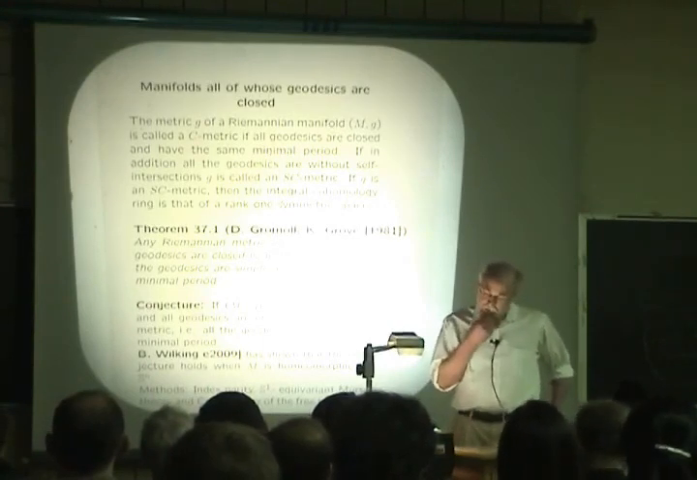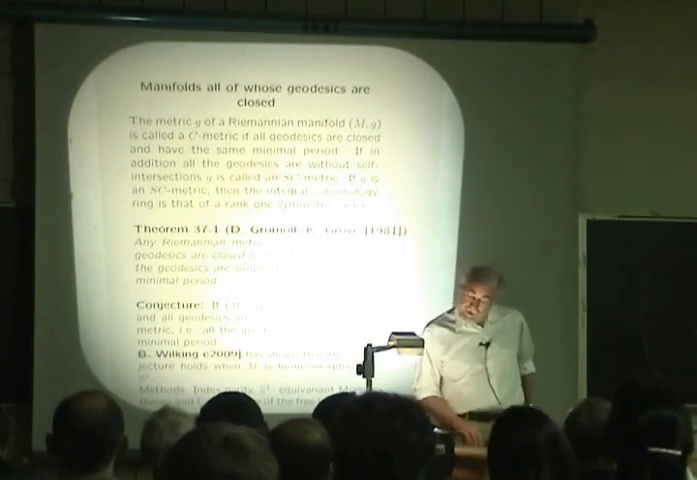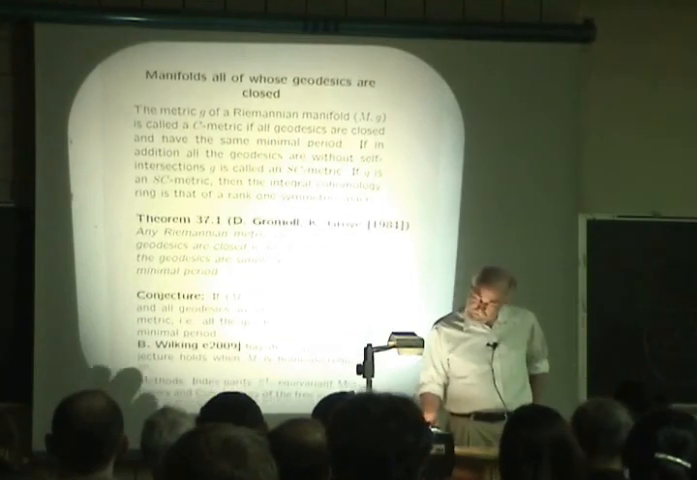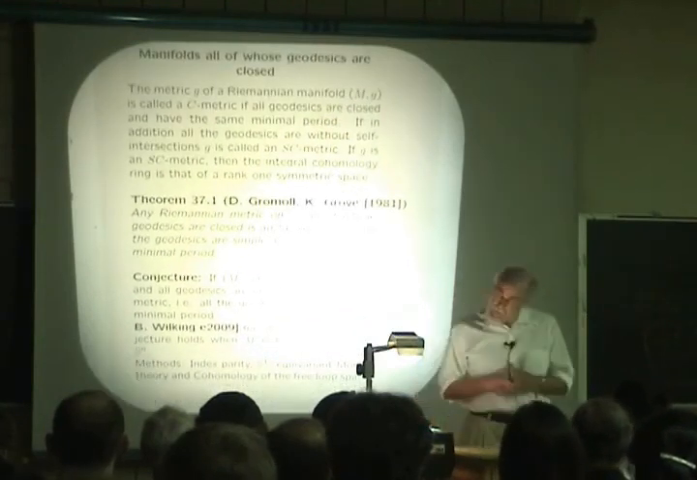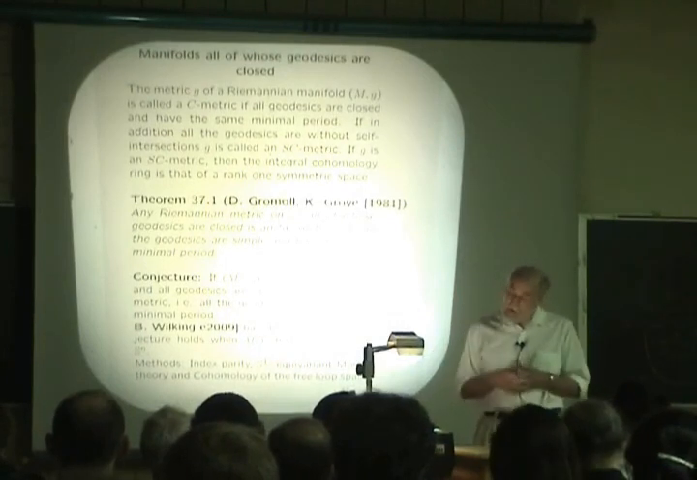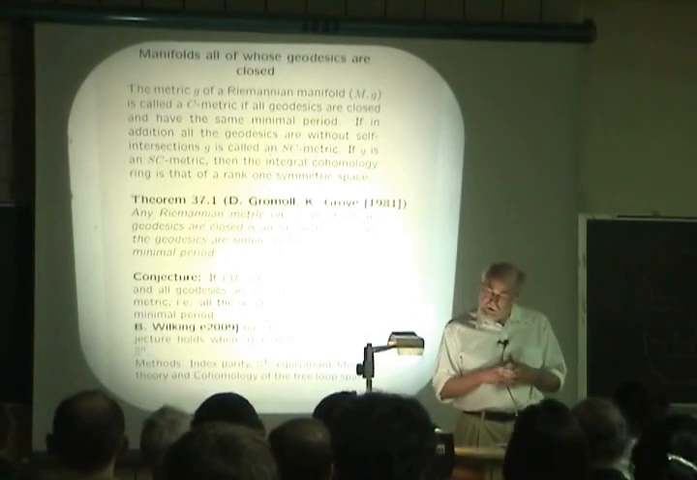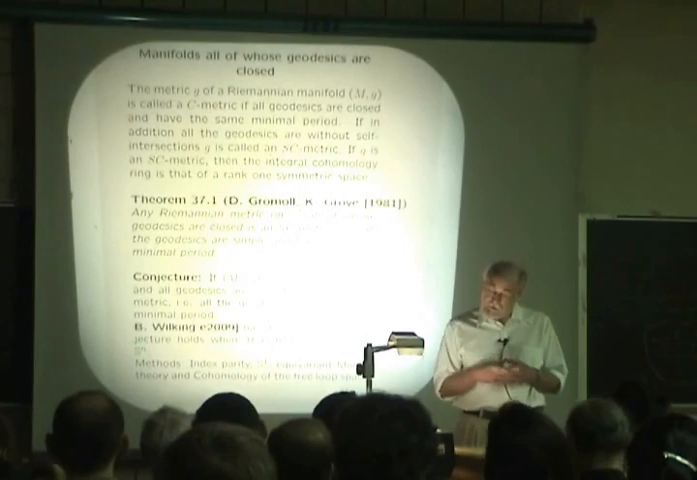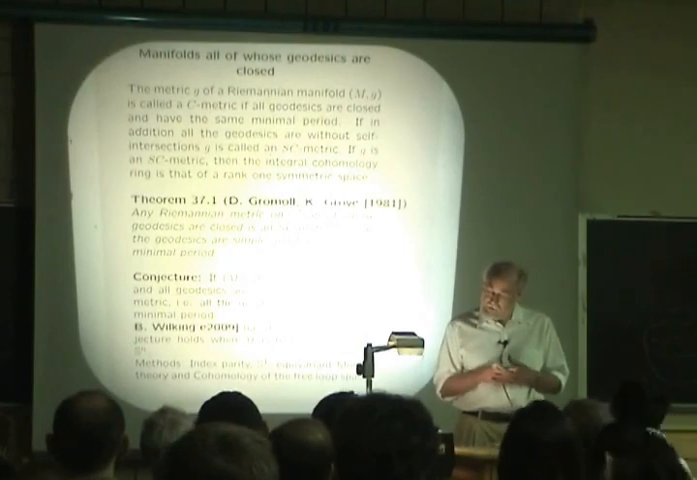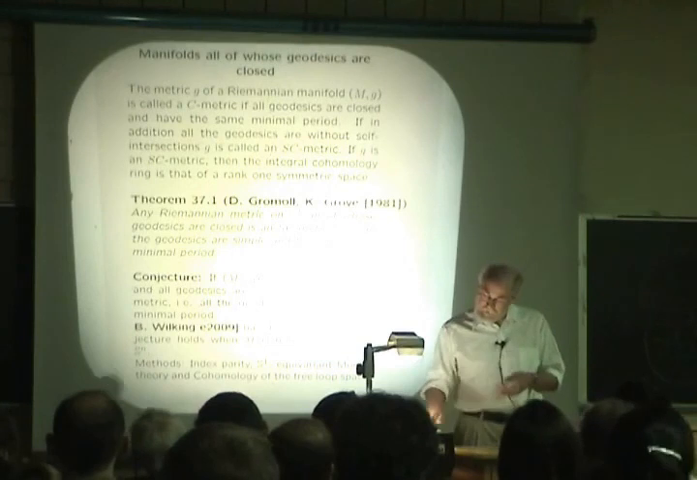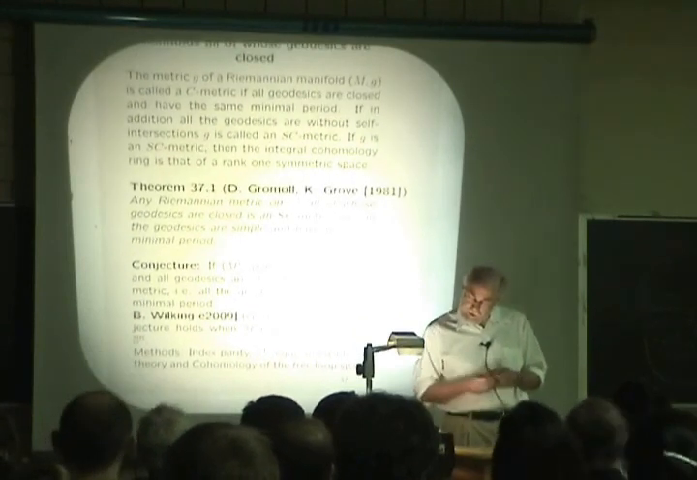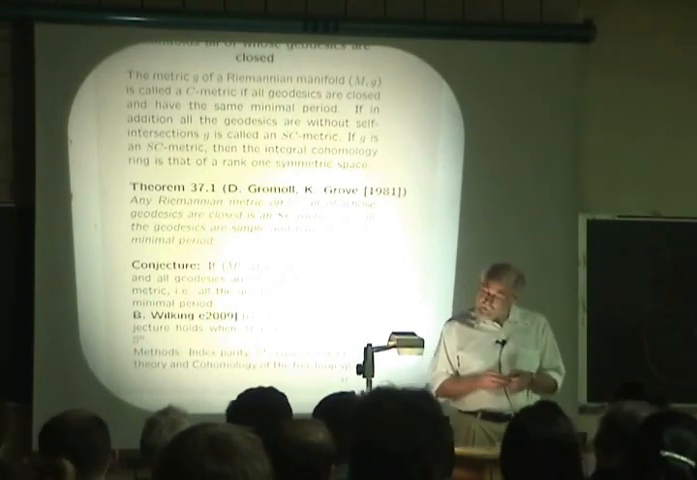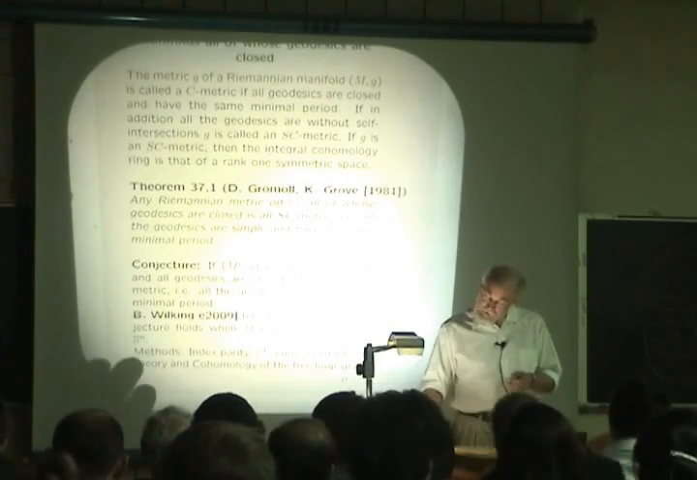It's well understood that for an SC metric, the cohomology ring is identical to that of a rank one symmetric space. And Detlef and Karcher proved in '81 that any Riemannian metric on the 2-sphere, all of whose geodesics are closed, is such an SC metric. So all the geodesics are simple, they're embedded, and they have the same minimal period. And there's been an open conjecture for some time now: if the manifold is simply connected and all geodesics are closed, then is the metric a C metric?